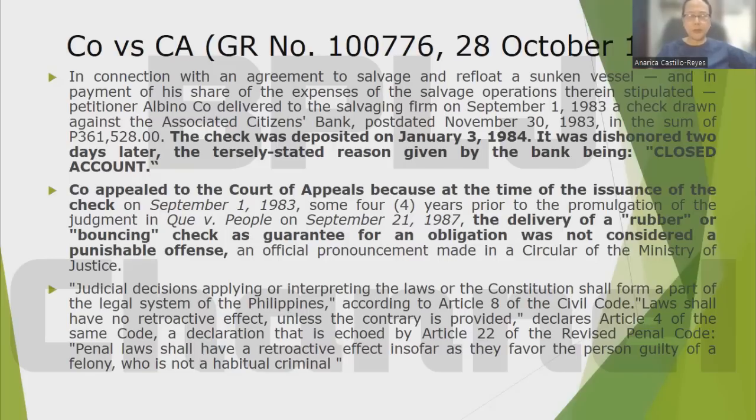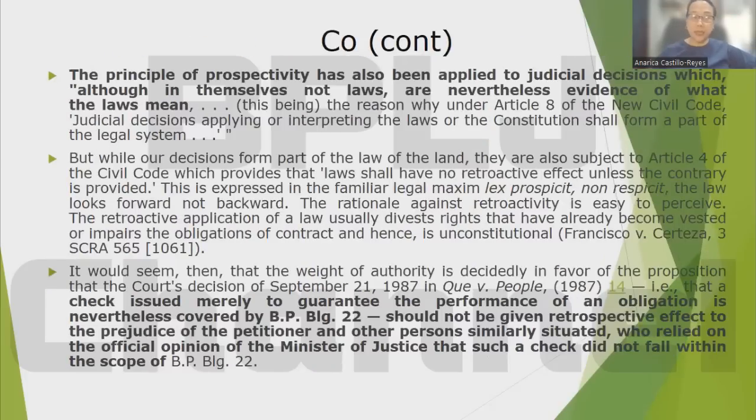So the case of Poe versus CA, in this case, there was a check. Now it was dishonored on the ground of closed account. Now Poe appealed to the Court of Appeals because at the time of the issuance of the check, 4 years prior to the promulgation of the judgment in Ke versus People, in Ke, the Supreme Court stated that the delivery of a rubber or bouncing check as a guarantee for an obligation was not considered as a punishable offense. So he was invoking that the doctrine in the said case should apply to her also, because judicial decisions are to be applied prospectively and not retroactively.